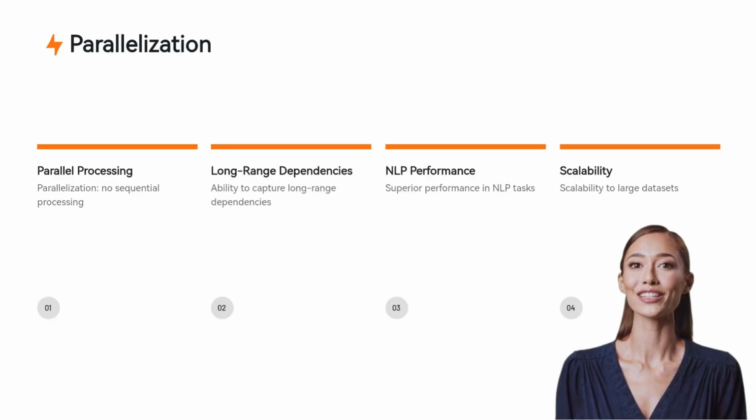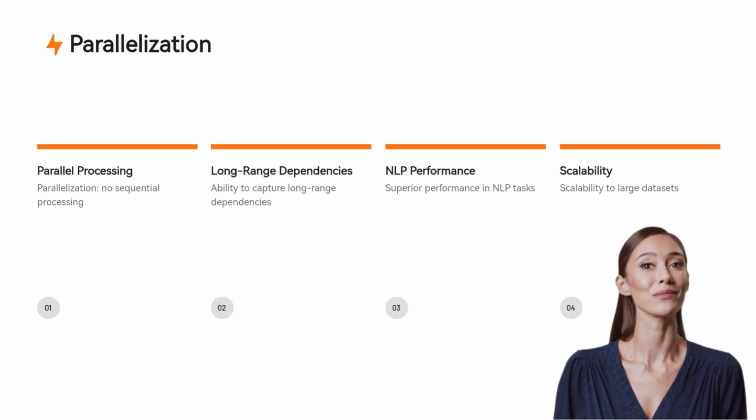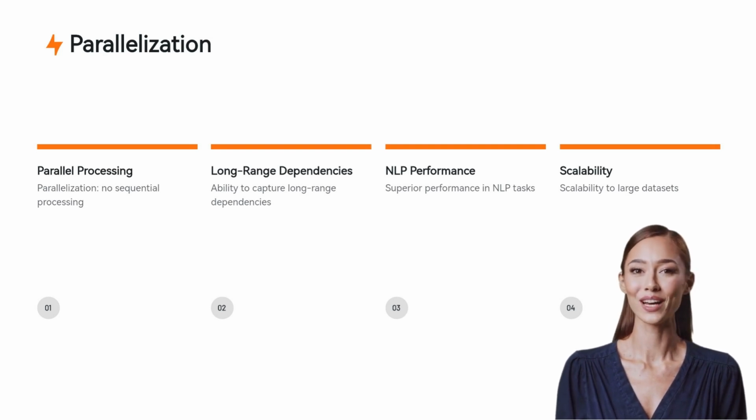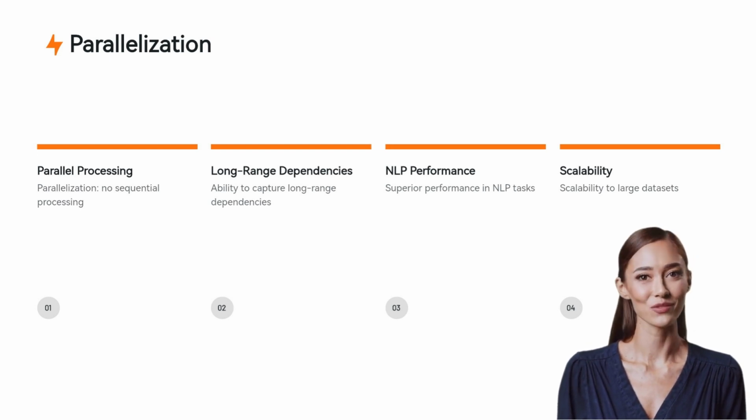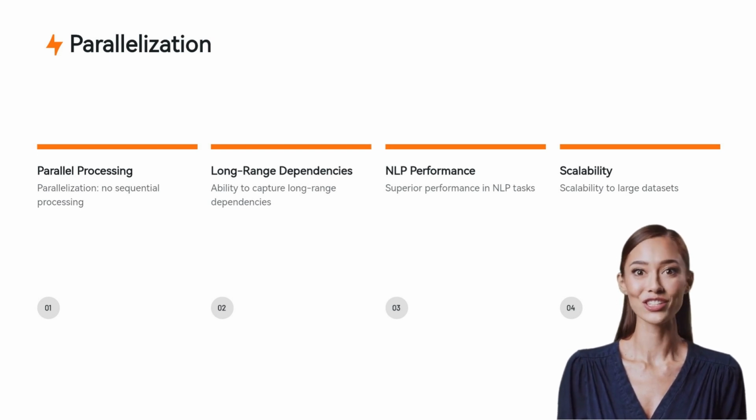The transformer architecture offers several advantages over traditional RNNs and LSTMs. One of the key benefits is parallelization. Unlike RNNs, which process inputs sequentially, transformers process all tokens in a sequence simultaneously, making them highly efficient for training on modern hardware like GPUs. This parallelization significantly reduces training time, especially for large datasets.